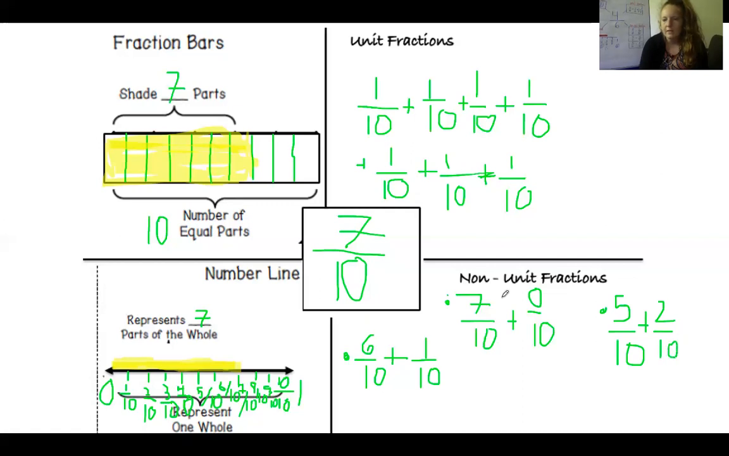All right, 7/10, 6/10, counting backwards, 5/10, 4/10. Let's do this one, 4/10. What would I have to add to get to 7/10? Again, I can use my number line. That'd be 1/10, 2/10, 3/10. 4 plus 3, of course, is 7. And we don't add our denominator.